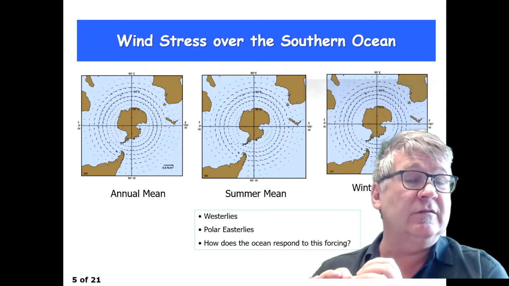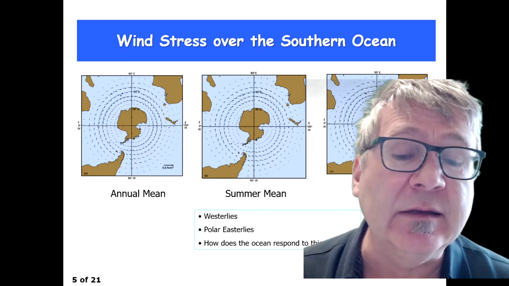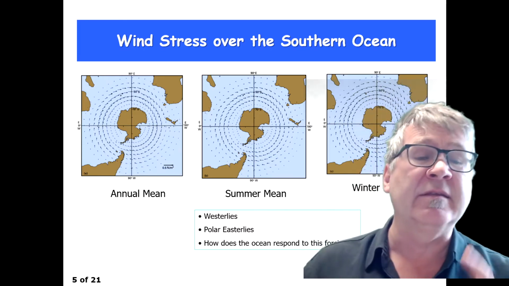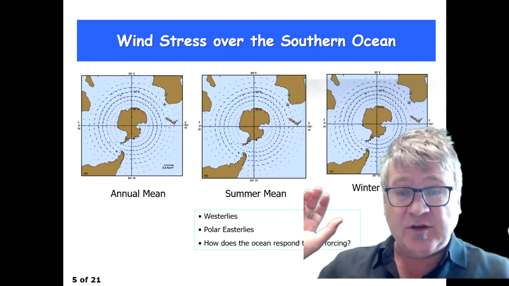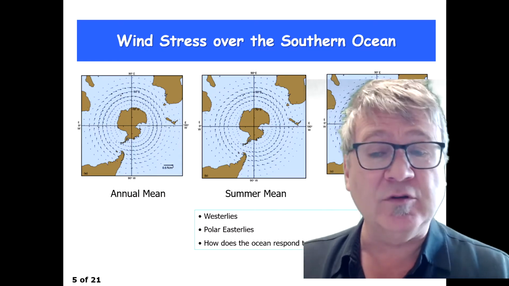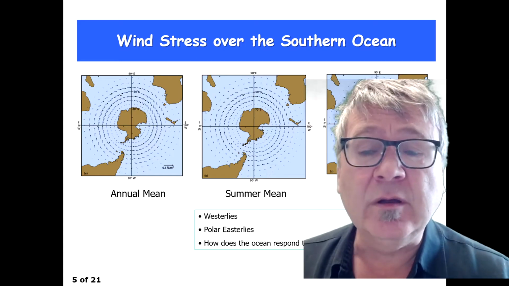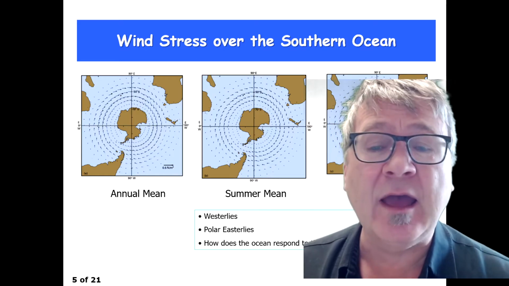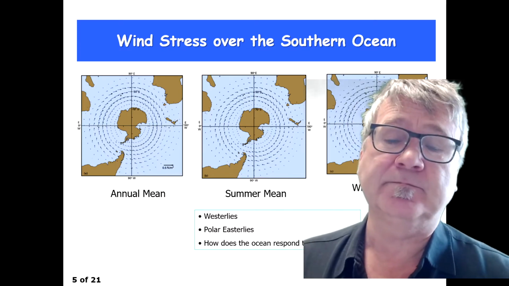What you see here in these maps on the left is an annual mean, then comes the summer mean, and then the winter mean. It shows you in terms of arrows the wind field. The longer the arrow and the thicker the arrowhead, the larger the wind stress.